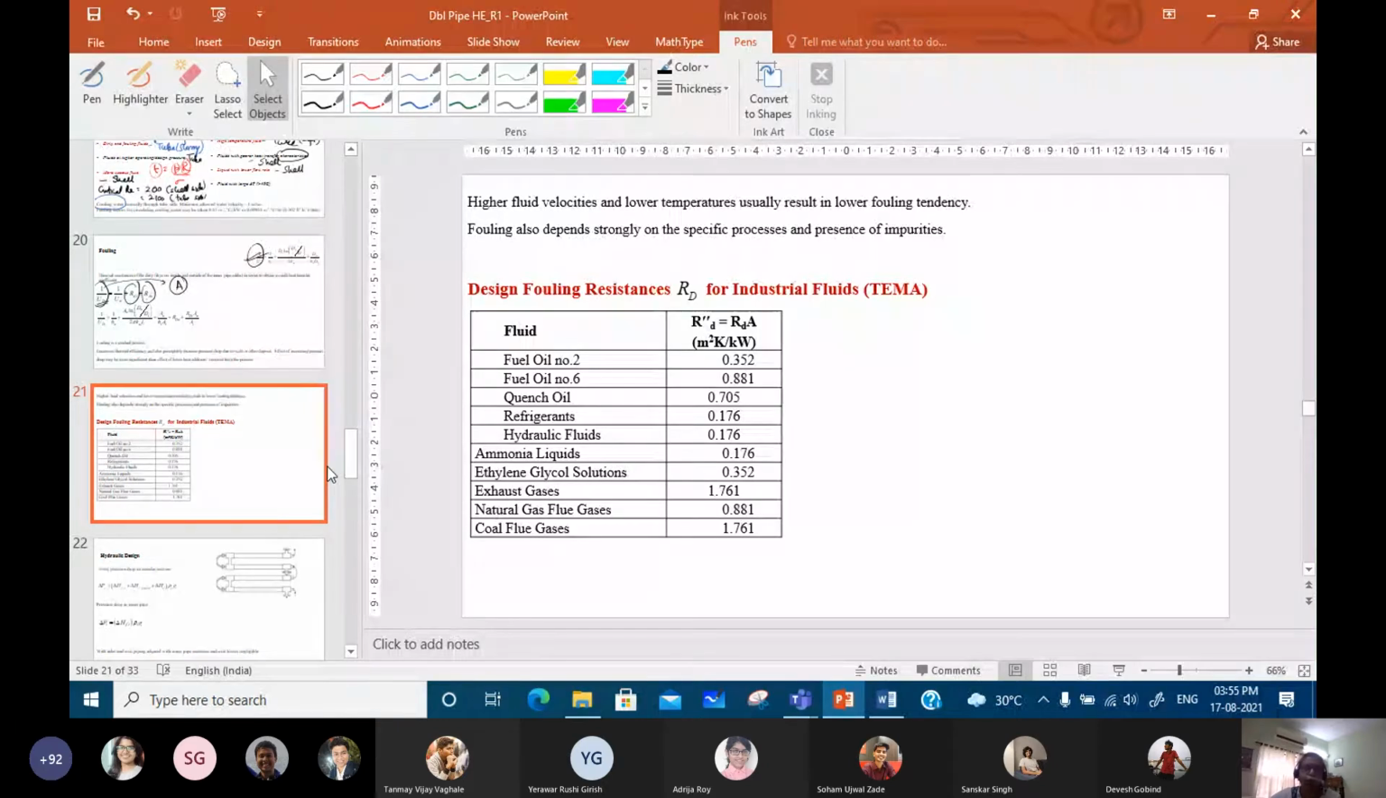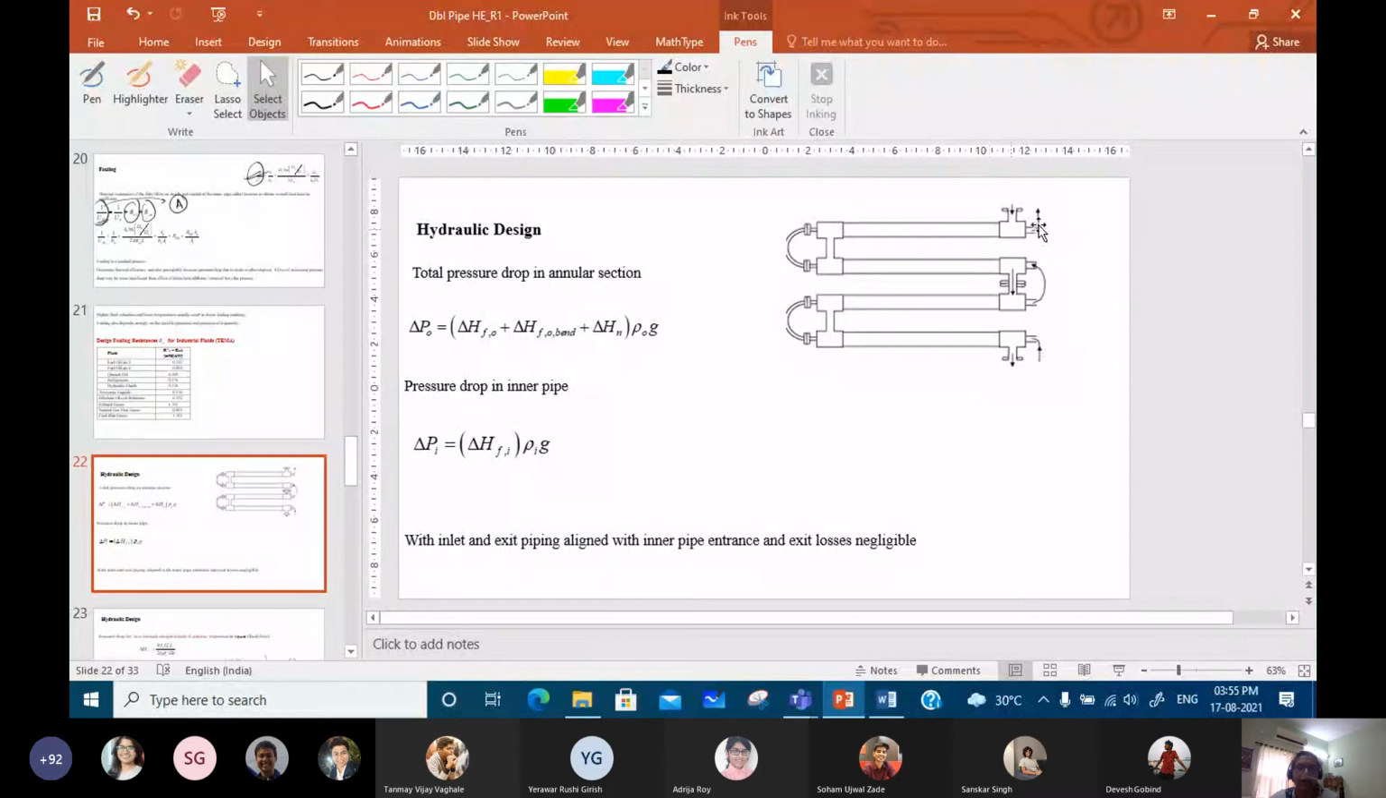You know what the pressure drop will be. The pressure drop will be in the straight lengths, it will be in the bends, and there will be entry and exit losses. So more or less the expressions are known to you.